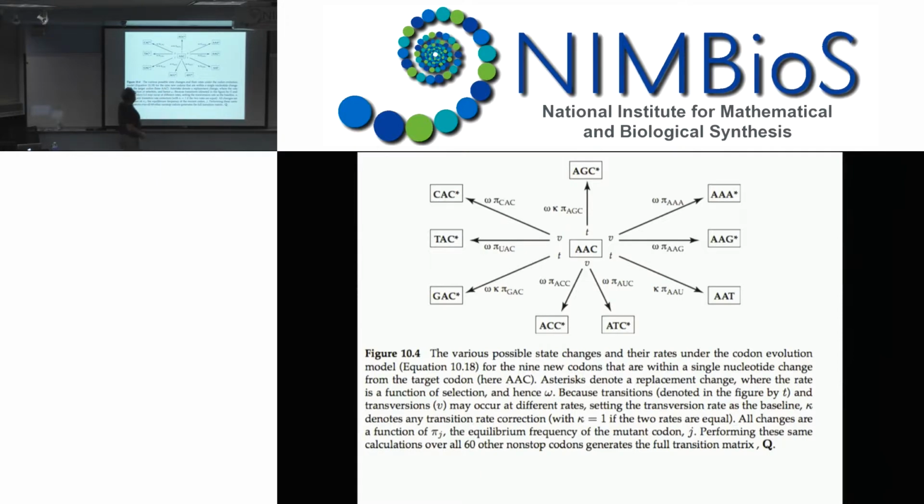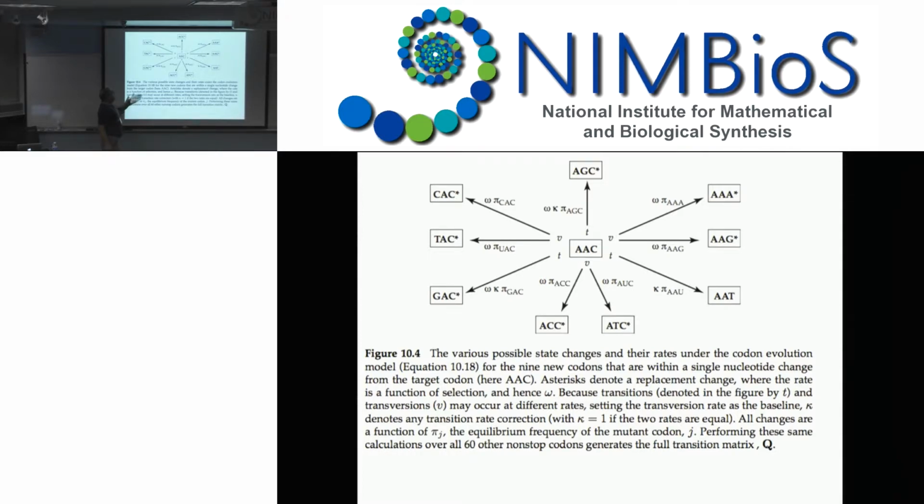So we basically talked about putting these models together. Here's the basic model. We talked about this earlier. I have a specific codon. I've got transitions with a T, transversions with a V. Everything with the star is a change in the amino acid. So I then multiply that rate by some amount, omega.